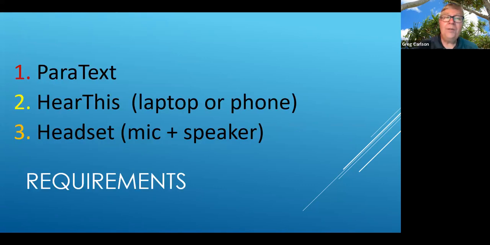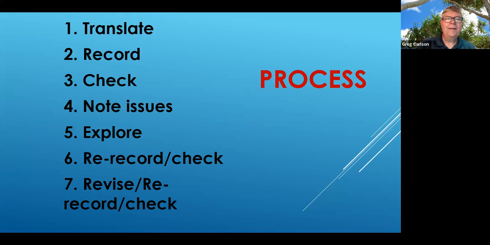Number 1, you need a written translation in Paratext. Number 2, you need Hear This on a laptop or a phone. Number 3, a headset. That's all you need. And the process: 1, translate and revise. Do the recording after the initial drafts and revisions. So at the end of step 4, the team check.